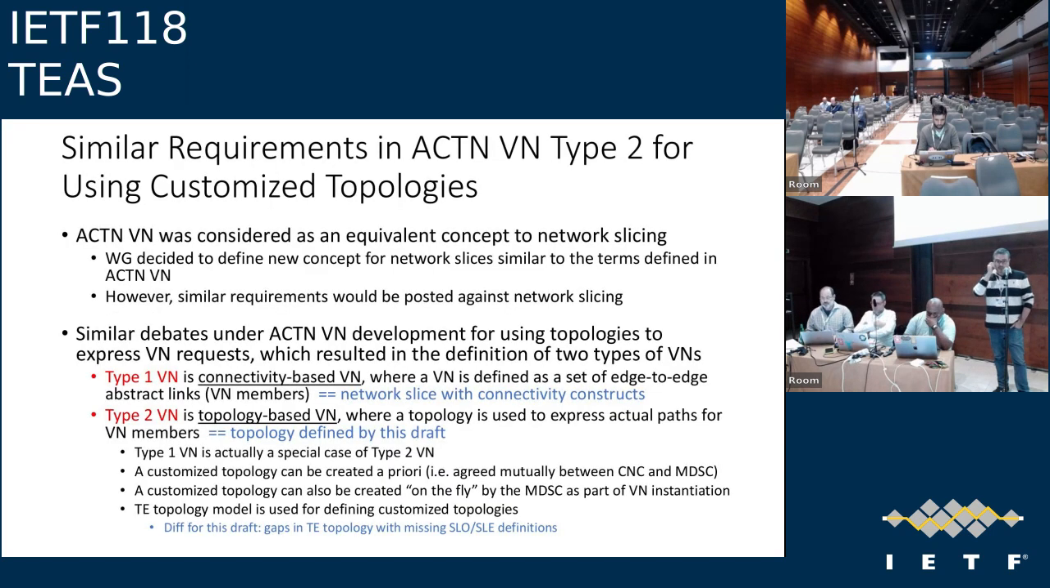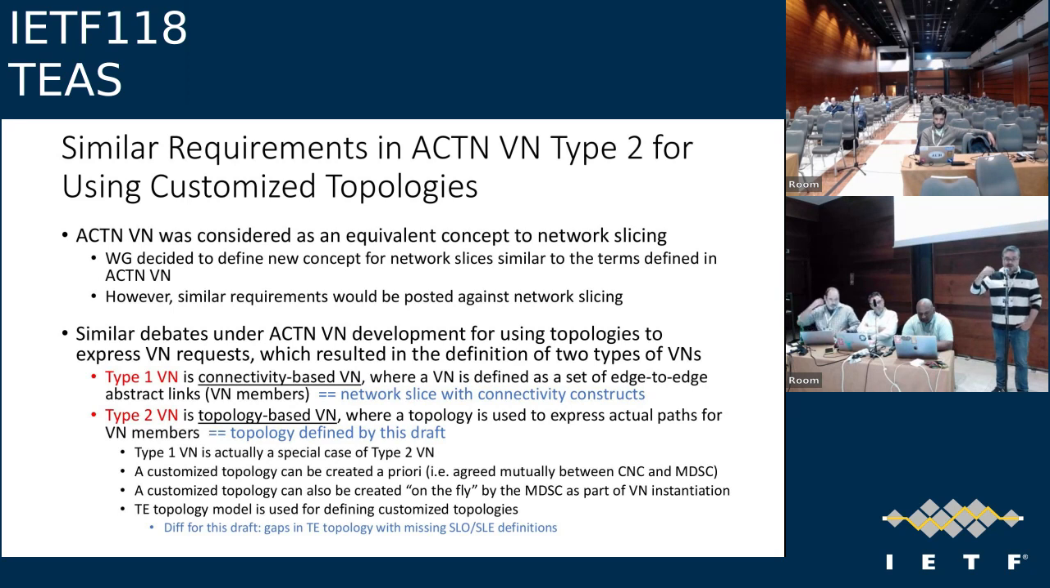Next, please. So what we are trying to cover are similar requirements as the ones from ACTN virtual network type 2. So essentially the idea of using customized topologies so that we can provide more knowledge to the network slice controller on how to implement that. ACTN virtual network was considered equivalent to the concept of network slicing, but the working group decided to go through the concept of network slice. So essentially what we are doing is bringing here the same requirements that were considered in the case of ACTN.